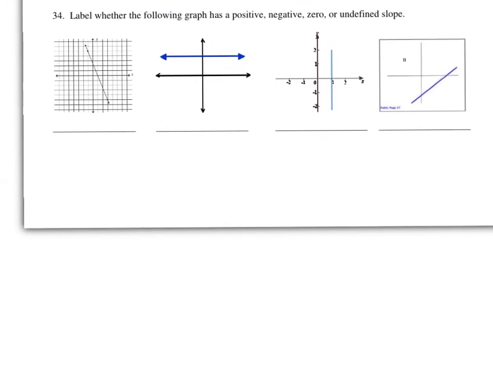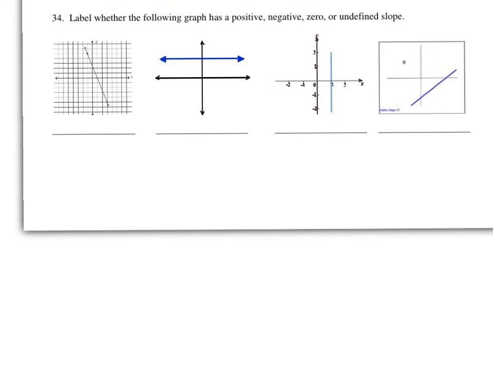Okay, 34. Label whether the following graph has a positive, negative, 0, or undefined slope. When we're deciding if something has a positive or negative slope, we read it just like a book. We read the graph like a book. We move from left to right. And as I move from left to right and I trace my line, it is going down as I move left to right. So we say that this has a negative slope. Okay.